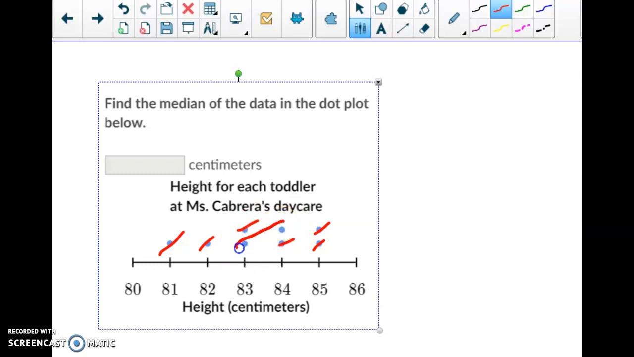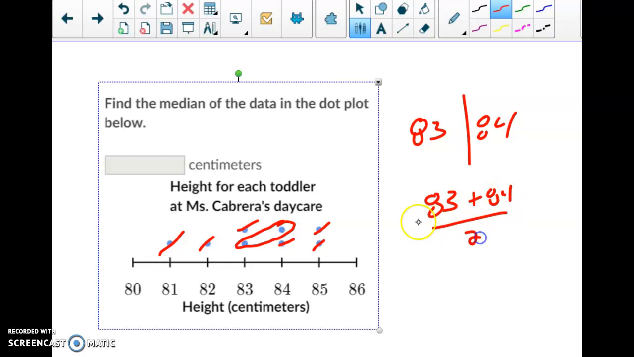And now, look here, we have two values: an 83 and 84. I want to find the value right in the middle of those two. Then it's 83.5. What I'm going to do is say 83 plus 84 divided by 2. I'm going to take the average, the middle point of those two, and that comes out to 83.5. So the median height is 83.5 centimeters.